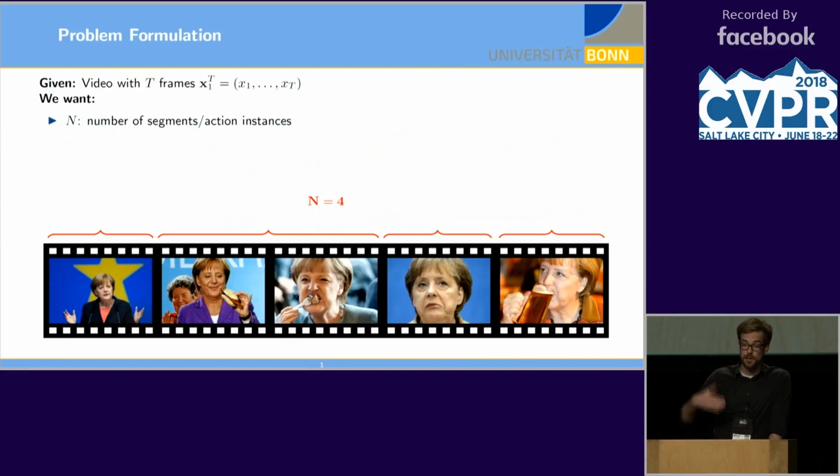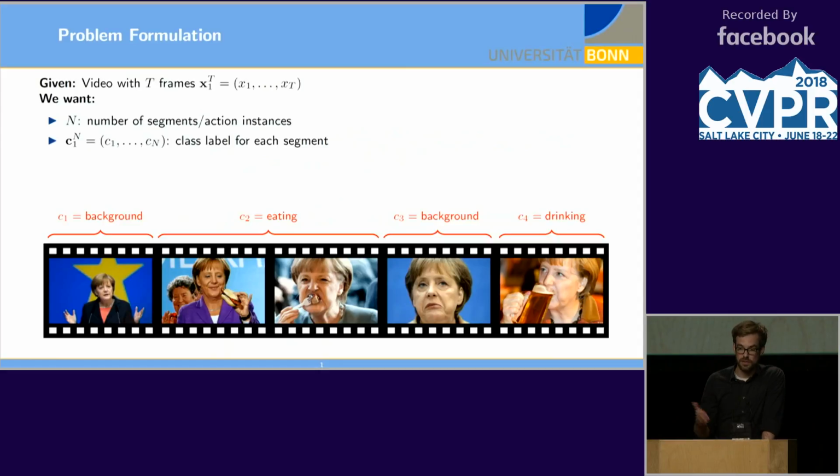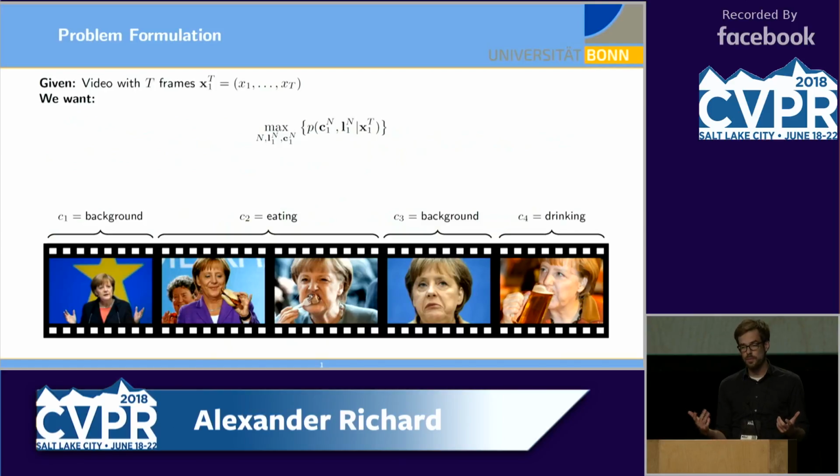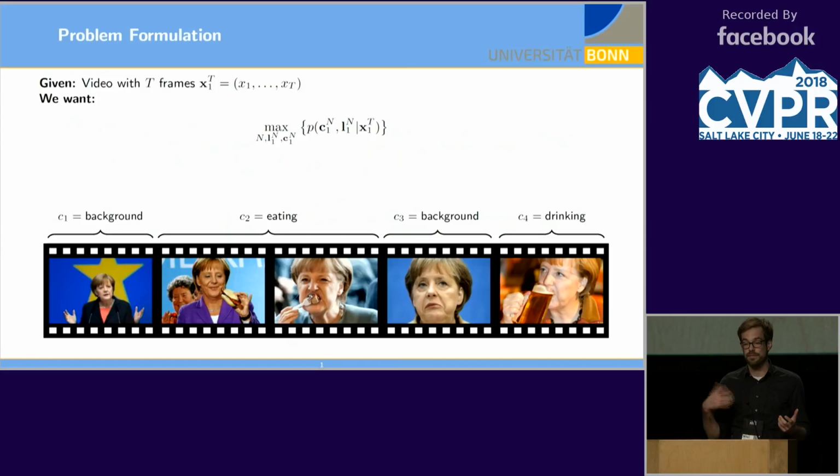So the task is essentially we are given a video and we want to segment it into multiple segments. And for each of these segments, we of course need to find out what is the corresponding class label and what is the length of the segment. Given these two properties, we have a full segmentation of the video. The question is essentially how can we model this and how can we train this? Concerning modeling, we just want to optimize this posterior distribution of class labels and length given the video.